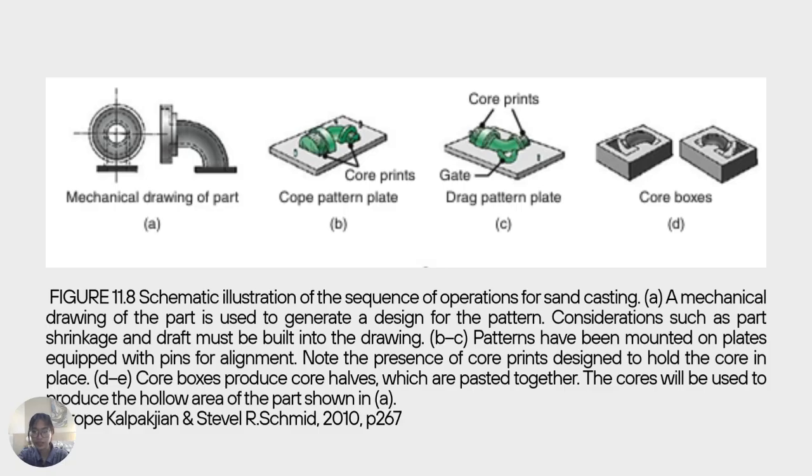Now this is the schematic illustration of the sequence of operations for sand casting, with A being a mechanical drawing of the part, which is used to generate a drawing for the pattern. Considerations such as part shrinkage and draft must be built into the drawing already, and patterns are mounted on plates equipped with pins for alignment. Note the presence of core prints designed to hold the core in place. And the core boxes produce core halves, which are pasted together later on. The cores will be used to produce the hollow area for the part shown in drawing A, on the very left.